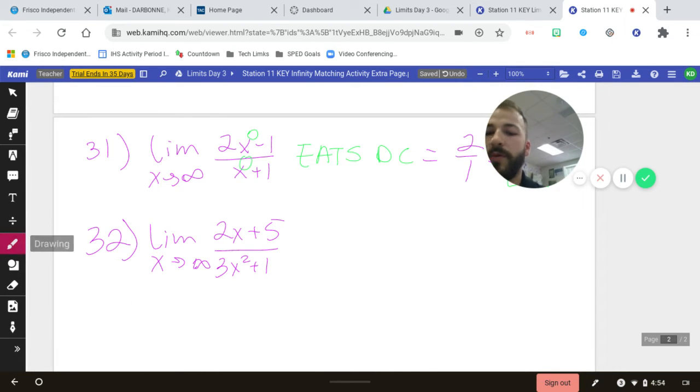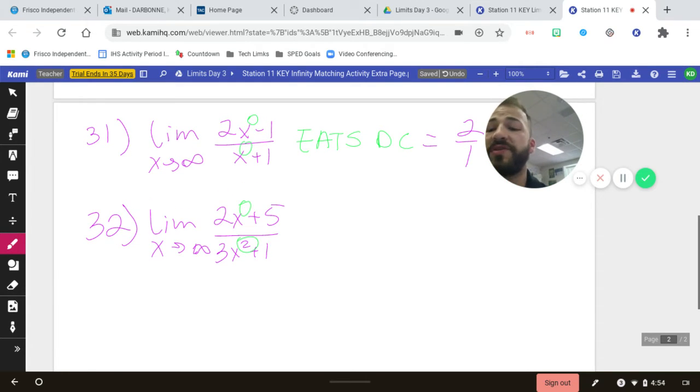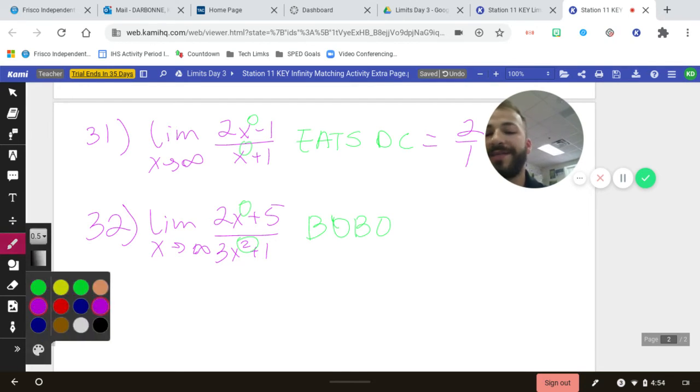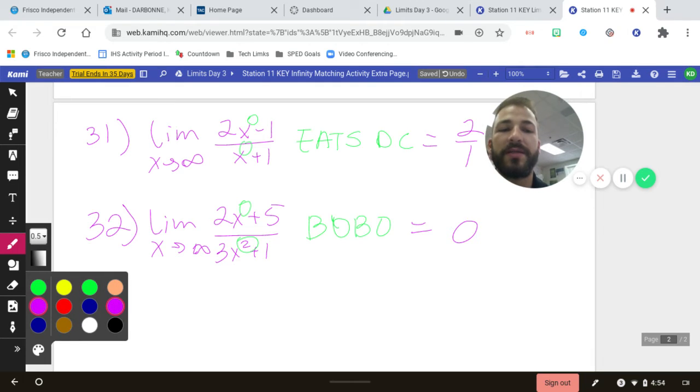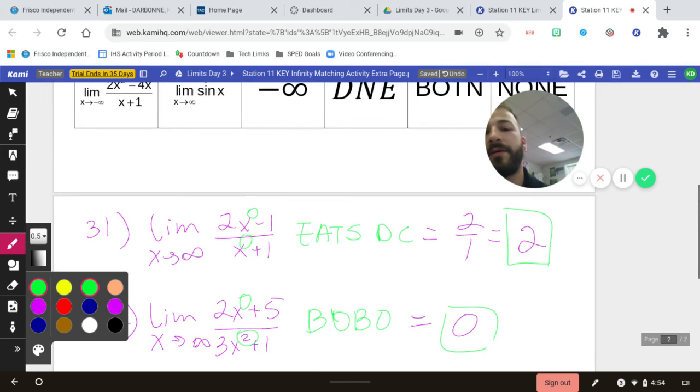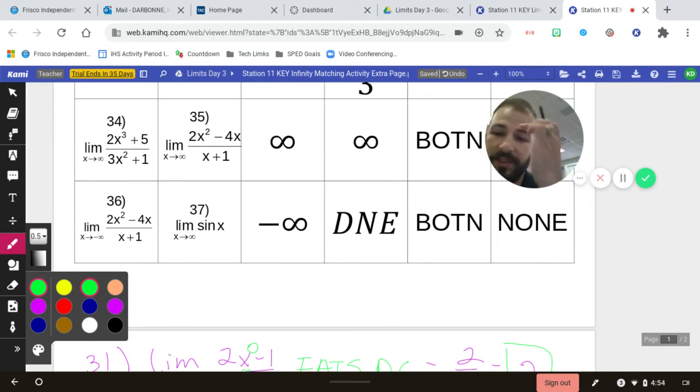So once again, we look at the leading terms, exponents. It is 1 over 2, so it is bigger on bottom. So our horizontal asymptote is 0, which means our limit is 0. Nice and easy. Okay, let's look at one of the hard ones.